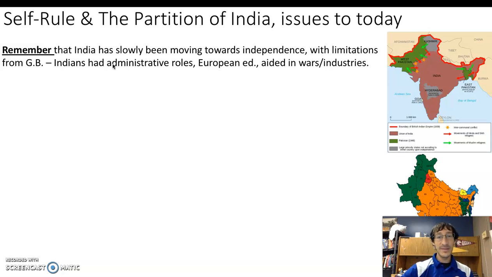All right, so they'd had limitations, they'd had a government, but still pretty much overseen by the British government, or by the British Empire. They'd had administrative roles, they had European education, and they'd also aided in the wars and industries as soldiers, as stretcher bearers, but also producing goods for the British. And also impactful, the Burma Road, which was connecting goods and soldiers from India all the way into Vietnam, but also into China to support their efforts, was really impactful in World War II, and you don't really hear about that unless you're studying particular parts of the war in the Pacific.